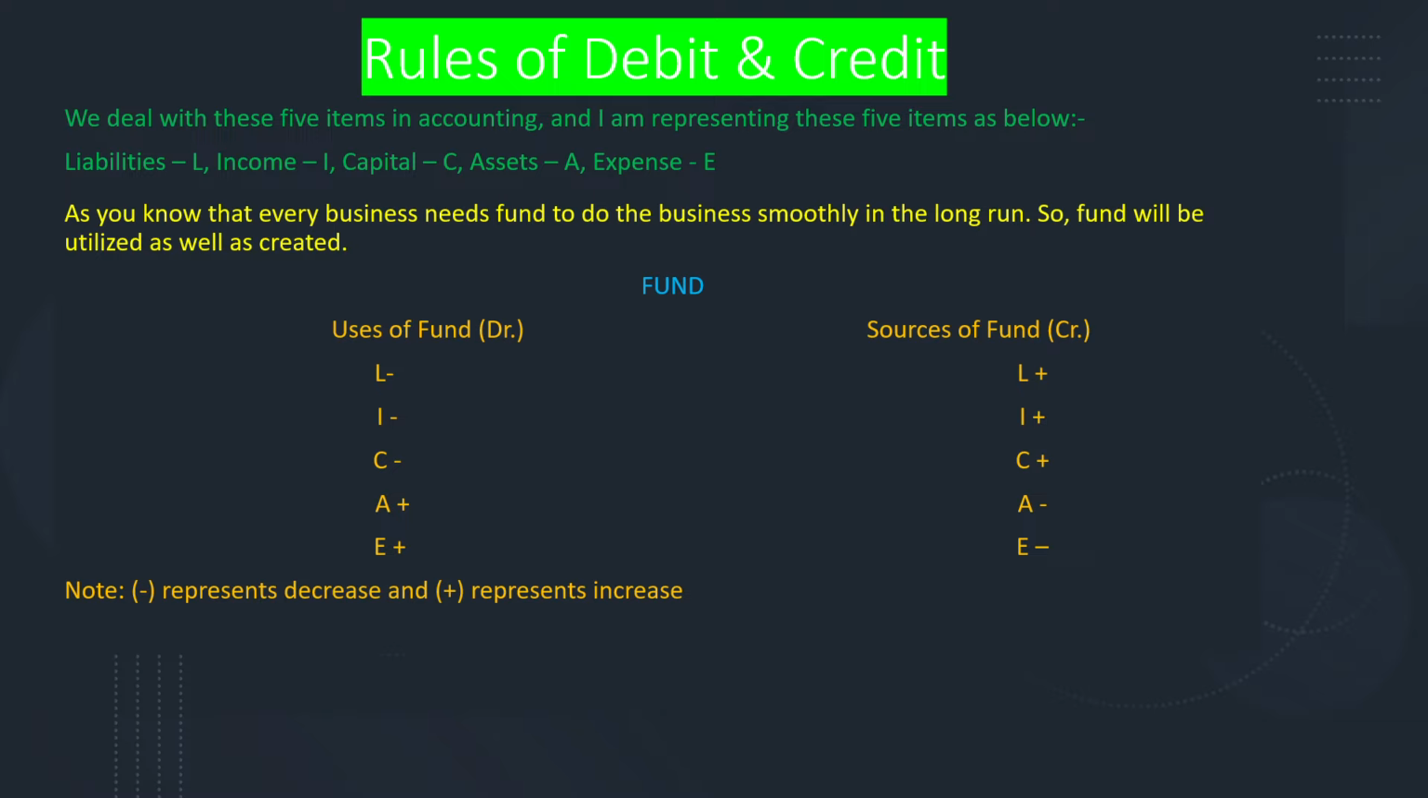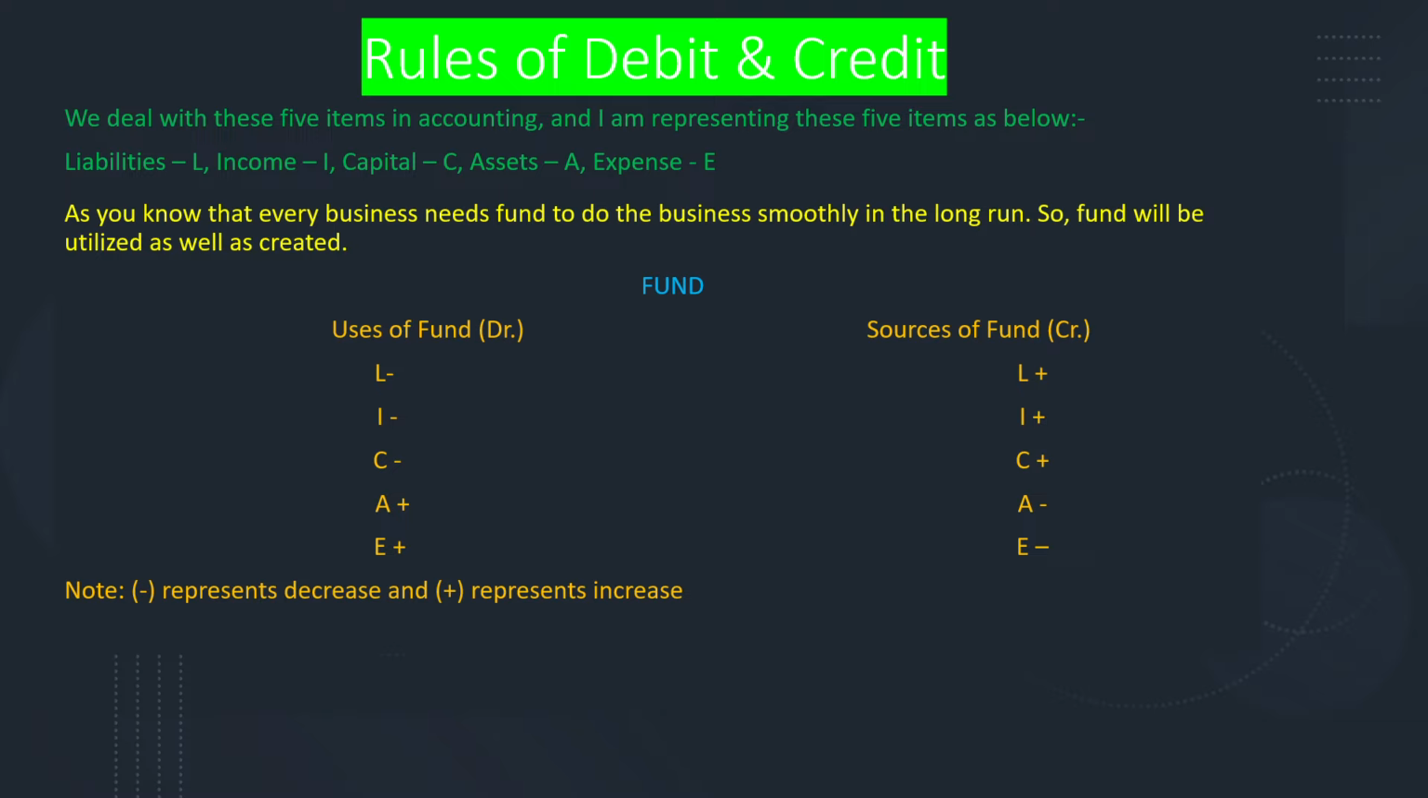Now, as you can see, I have denoted uses of fund as debit and sources of fund as credit. Why? In what situation will my fund be utilized, or in what situation will my fund be created? So let's explain first in what situation my fund will be utilized, uses of fund.